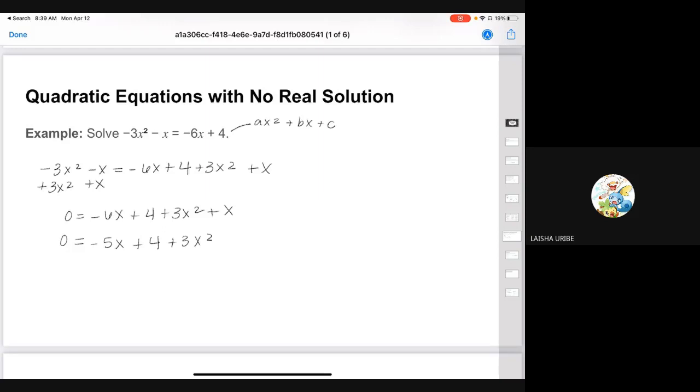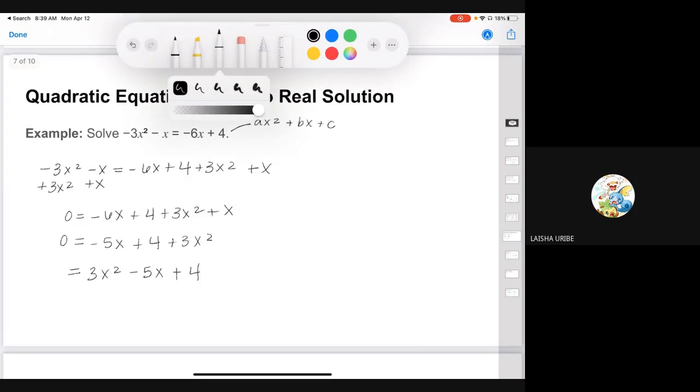Okay, and what I'll see is that is in standard form, right? I can also turn it around so it makes it easier to see, like that. So that is in standard form. So basically what you want to do is you want to get the equation to kind of look like this.